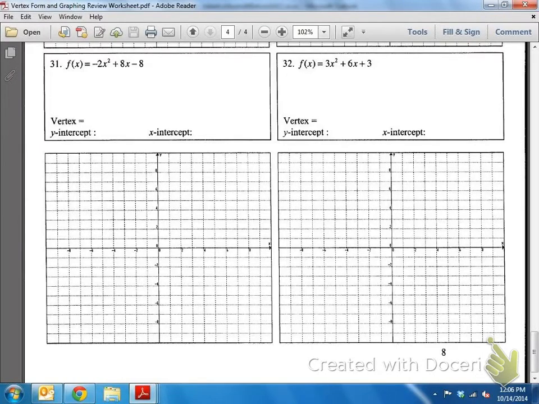Okay, let's take a look at number 31 here on this worksheet. Looking at these problems, we've been dealing with vertex form, and this is in standard form because there's no parentheses and there's three different terms, basic trinomial. So this is a review on how to graph quadratic equations with trinomials.